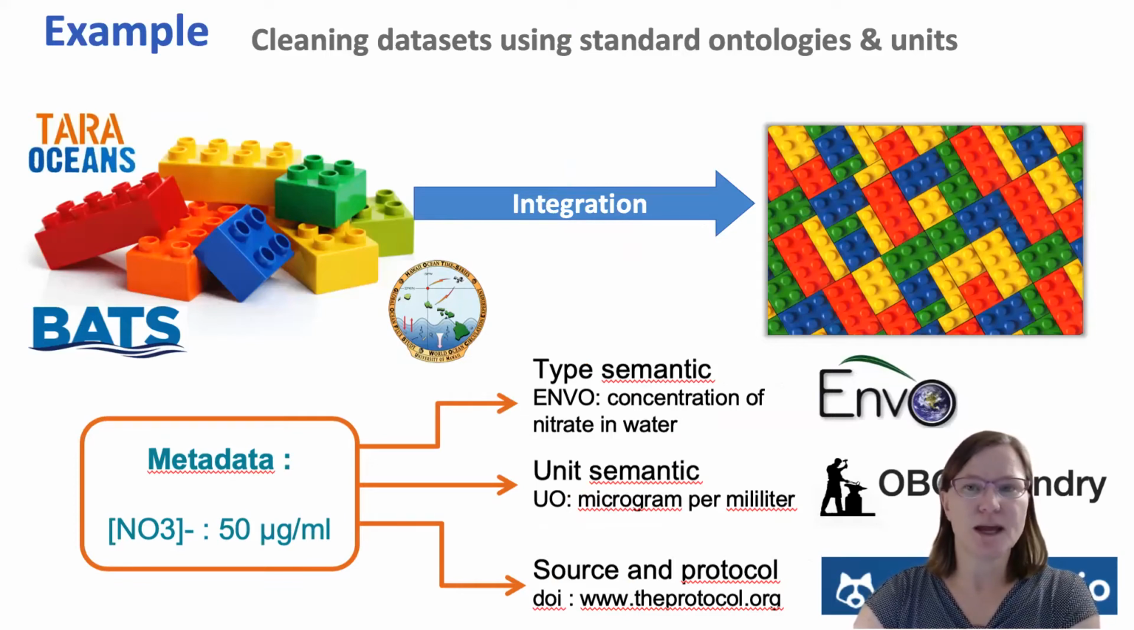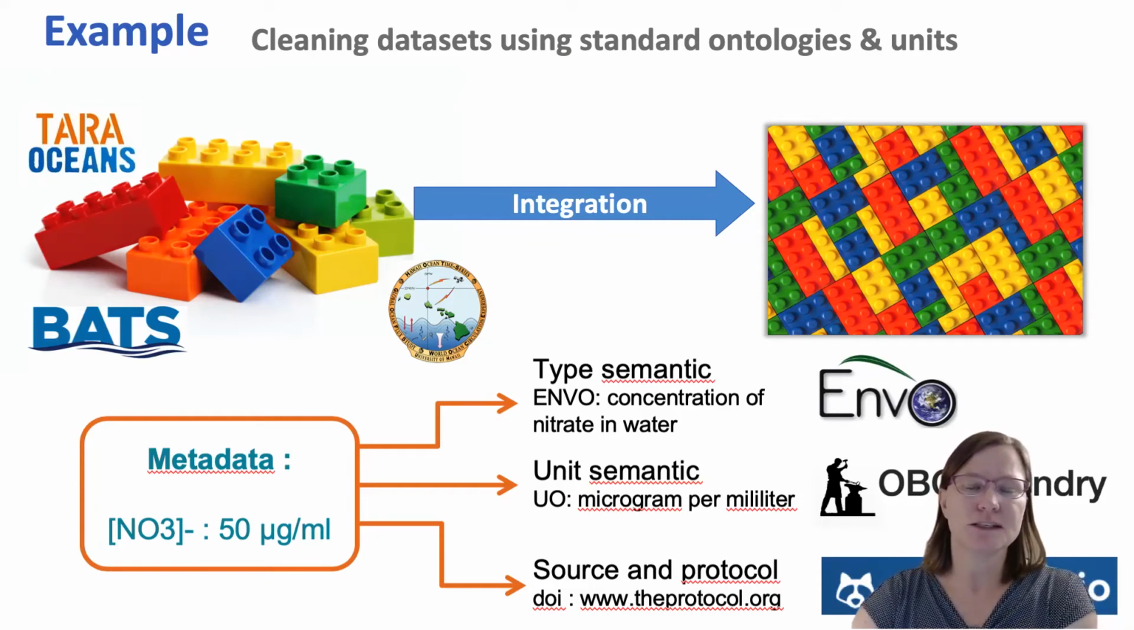For example, if we had a value for nitrate, we can describe the concentration using the environmental ontology and use consistent units using the units ontology, and cite the instrument or protocol that was used for collecting the samples using protocols.io. This allows researchers to use data sets across projects and also determine if the data are consistent with the data that they are collecting for their project.